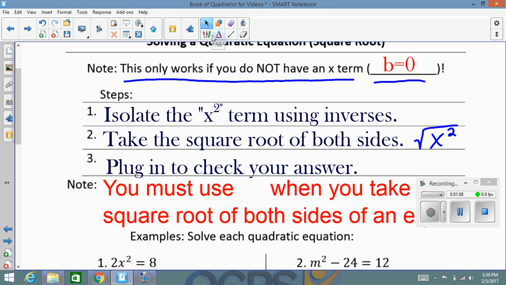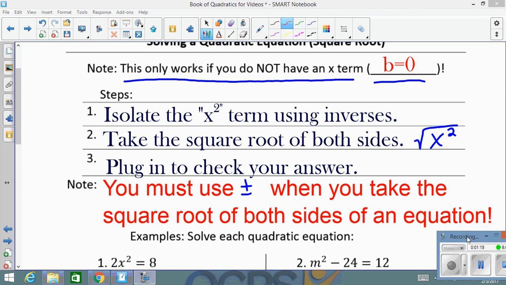Now, there is one very, very, very important thing. You must use a plus or minus when you take the square root of both sides of an equation. The reason for this is that when you square something, whether it's positive or negative, your answer is positive.